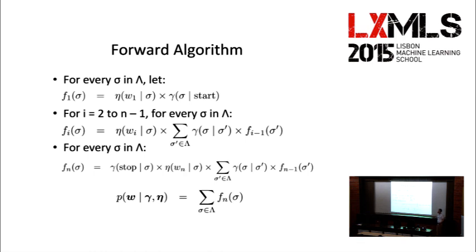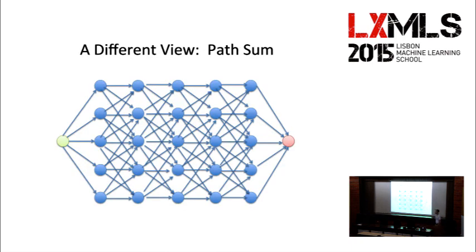Everything breaks down exactly the same way. I don't need back pointers because I don't care about recovering states. I'm calculating partial quantities in service of getting a final quantity. The only difference is that instead of a max operation, I'm going to calculate a sum. If you like the graph view of these problems, you can think of this as what's called a path sum problem. I'm calculating the sum of all the scores of all the paths from the green vertex to the red vertex. Algebraically, it's almost exactly the same as the Viterbi algorithm.